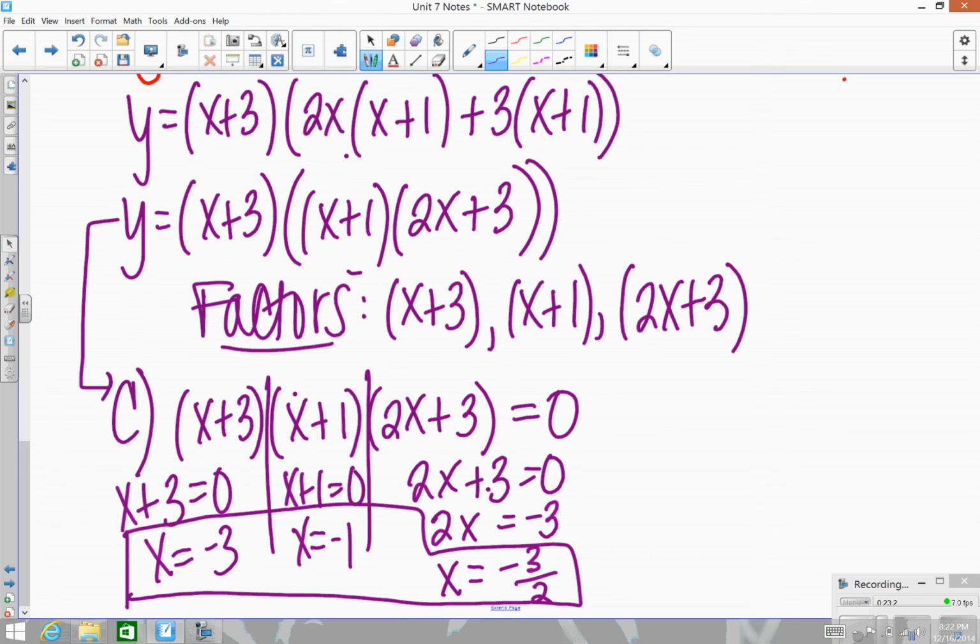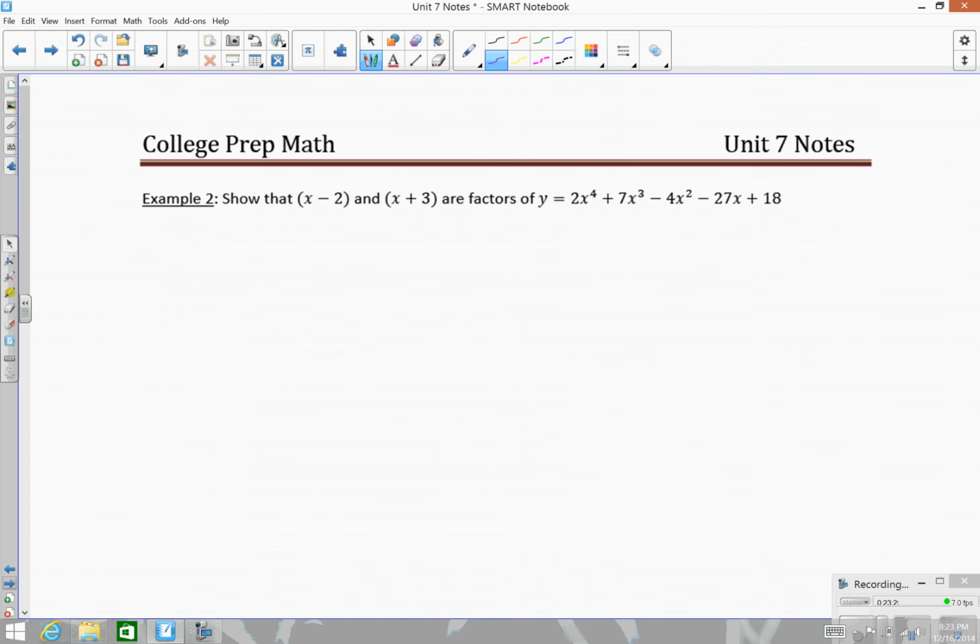And then we will pick up on more of the application of these theorems in the next lesson. So one last example here. We need to show in this example that x minus 2 and x plus 3 are factors of this equation.